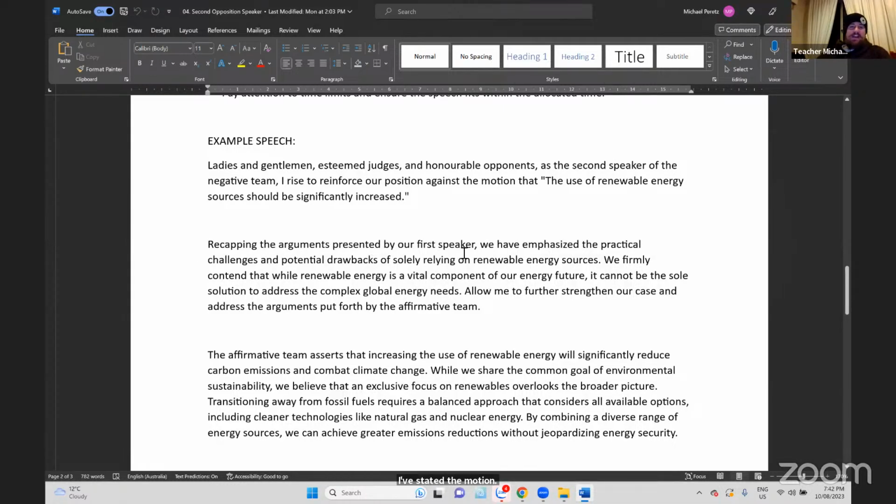Recapping the arguments by our first speaker, we have emphasized the practical challenges and potential drawbacks of solely relying on renewable energy sources. So now's the time where they start to again attack the main argument of the proposition team. We firmly contend that while renewable energy is important, and in the future we probably will end up relying on it, it cannot be the only thing that we need to do to address very complex global energy needs. So allow me to further strengthen our case and address the arguments put forth by the affirmative team. So again, more signposting. And here is where we're saying, like, this can't be the only solution. There've got to be other solutions to fix this big problem.